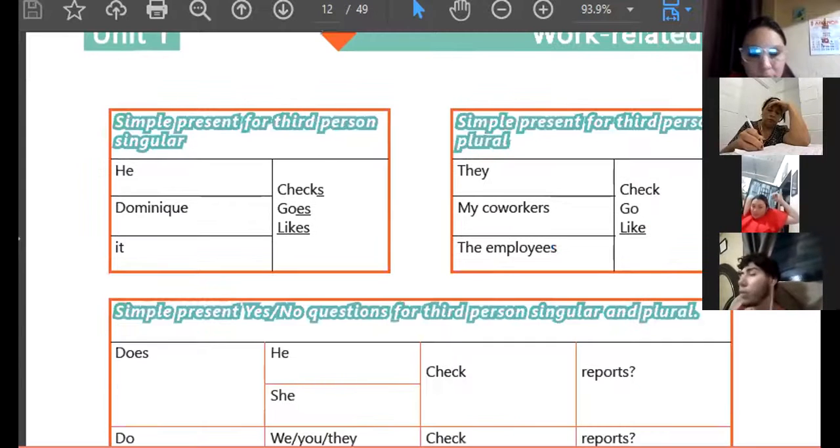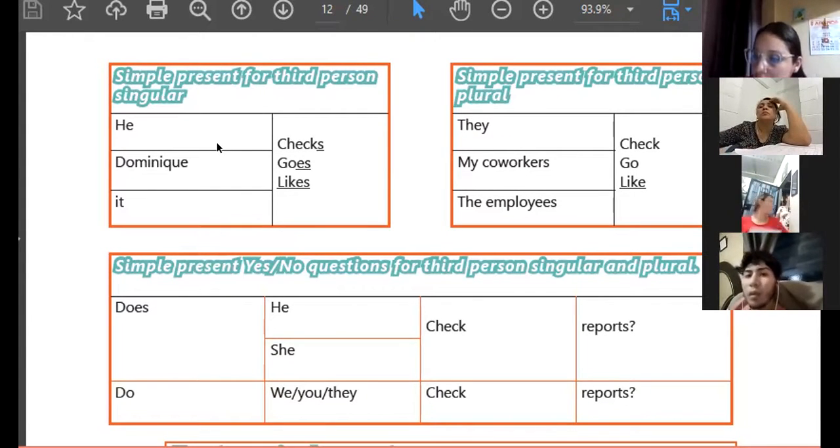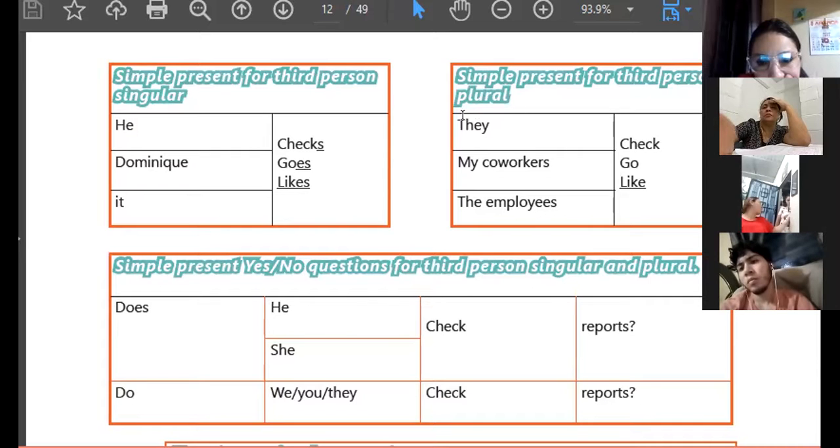Okay, let's go and see these boxes. This is a kind of grammar structure, and this is for you to understand better. The singular is he, she, it. And the plural is they, we, and also you, because you is also ustedes, right? You can be used for plural or for singular too, okay? So in this case, the third person of the plural is they, okay? They can be women and they can be men. They is for both, for women and for men, okay?